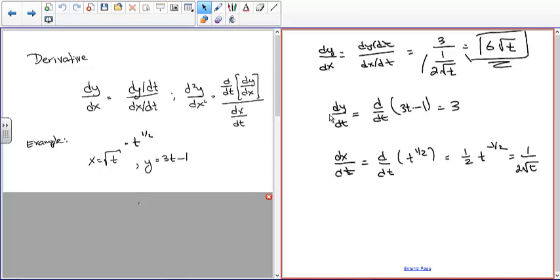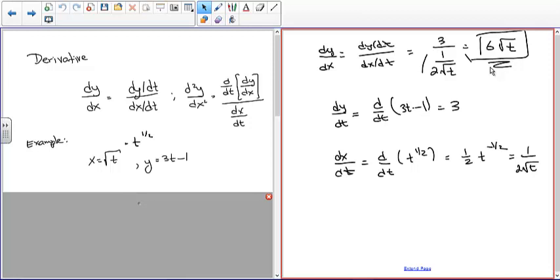So if you take dy/dt, where y is 3t minus 1, you just get 3. And if you take the derivative of x equals the square root of t, which is t to the 1/2, you'll get 1/2 t to the minus 1/2, which is 1 over 2 times the square root of t. So dy/dx is just going to be dy/dt divided by dx/dt. And if you do that, you get that.